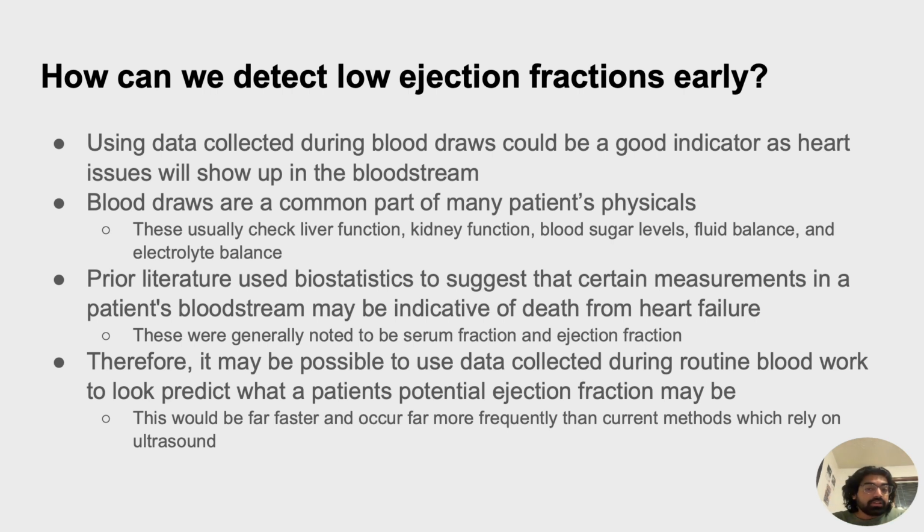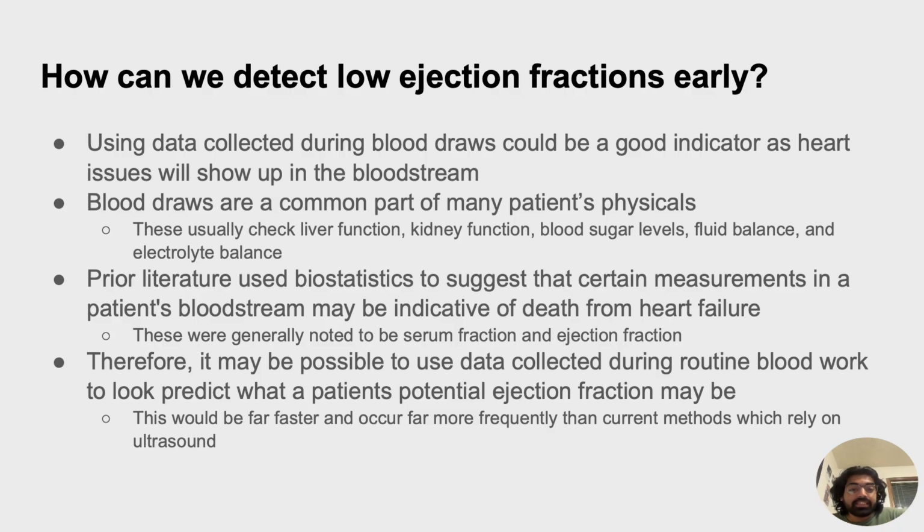There's some prior literature that uses biostatistics to suggest that certain measurements in a patient's bloodstream may be indicative of death from heart failure. These were generally noted to be serum creatinine and ejection fraction, and so we think it may be possible to reconfigure some things and see how data collected during routine blood work can be used to predict what a patient's potential ejection fraction may be.